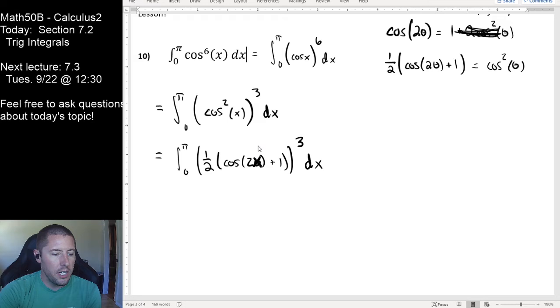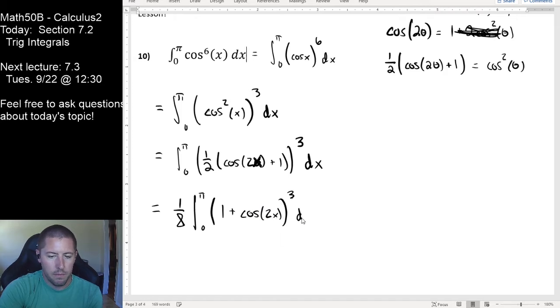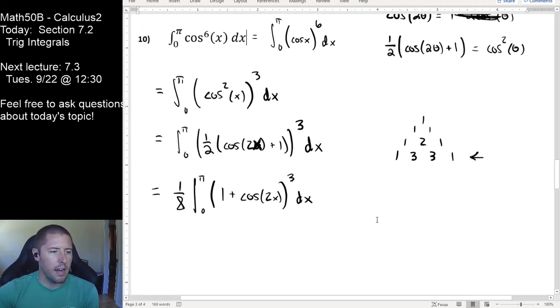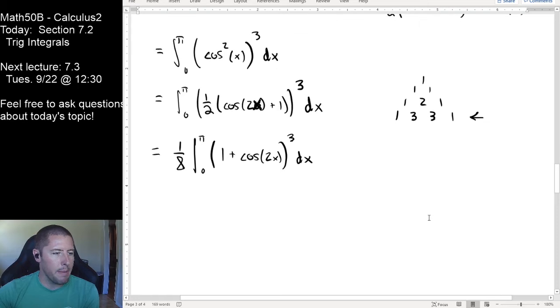What I would do if this was a good idea is I would try and expand this cube right here, right? So I'm thinking 1/2 cubed is 1/8. And I've got here a 1 plus cosine 2x is what we're cubing. So let's go ahead and expand this here. I know how to cube things. I know what coefficients they get. That's my row of the Pascal's triangle right there. That tells me my coefficients for binomial expansion.